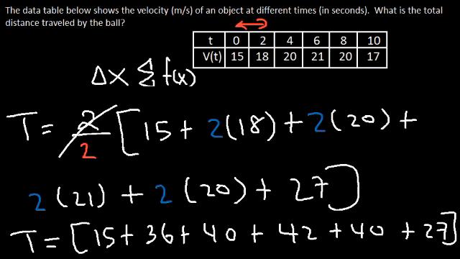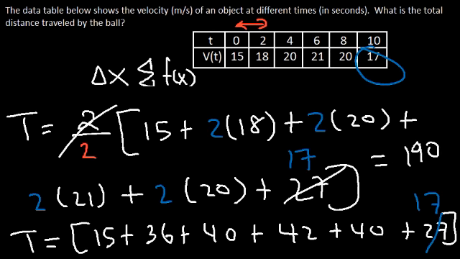So if you add up these numbers, okay, this is not supposed to be 27. It's supposed to be 17. And the sum is going to be 190. So you get the same answer. So we can say the total distance traveled by the ball is 190. It's 188 on the low side, 192 on the high side, but it averages to 190.